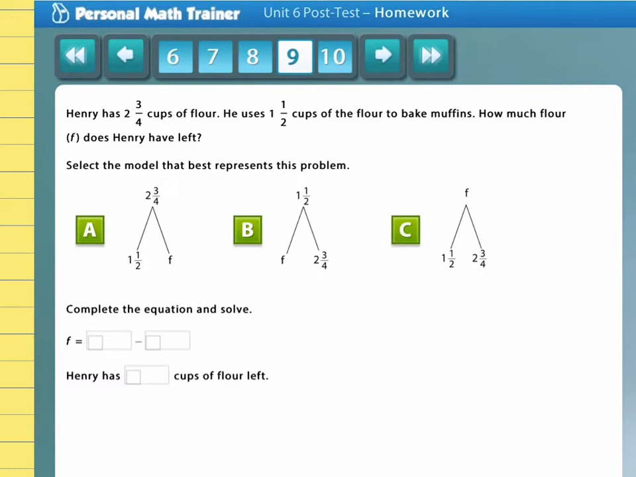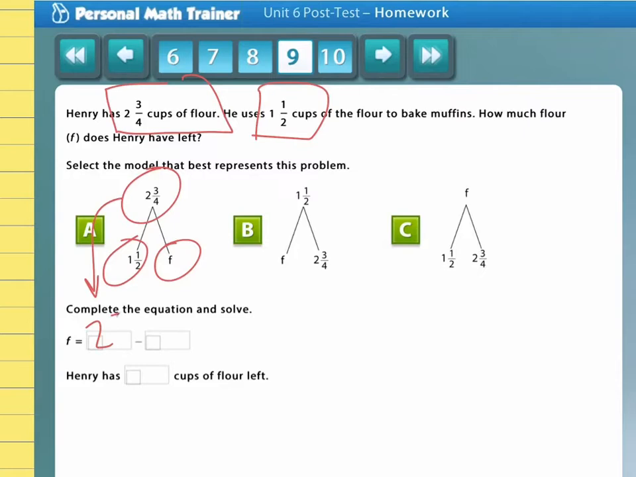We're going to jump into problem number 9. We're going to use a mountain model, math mountain model. So the total is 2 3/4 cups of flour. So 2 3/4 has to be at the top. He used 1 1/2. There we go there. So how much is left over from that? So we're going to take 2 3/4 minus 1 1/2, and that will give us the amount of flour that he has left.